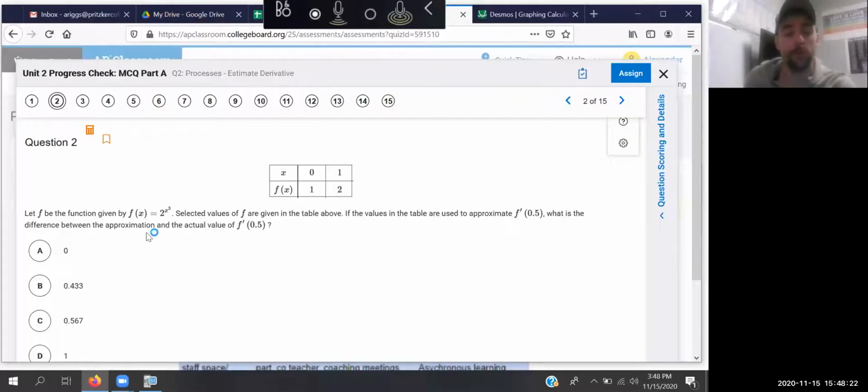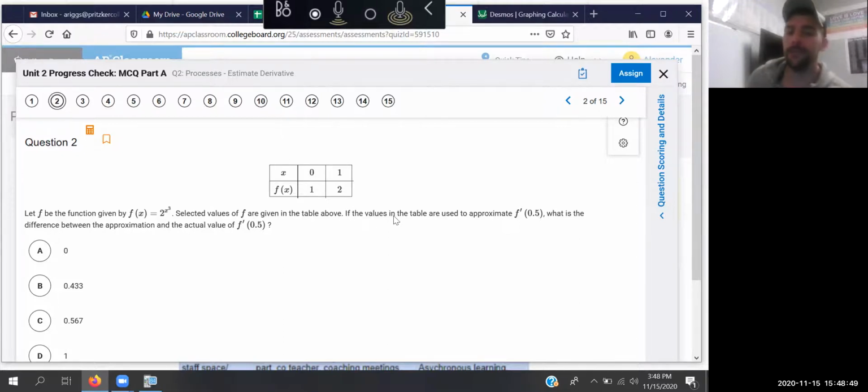Okay, so in this example, we are given an original function. We're being told f of x is equal to 2 to the x cubed. And it's saying the selected values of f are given from the table above, and that makes sense. If I plug in 0 to this function, 0 to the third is just 0, and 2 to the 0, anything to the 0, is 1. The point 0, 1 makes sense to be on that function. If I plug in 1, 1 to the third, 1 times 1 times 1 is 1, 2 to the first is 2. Those points make sense.